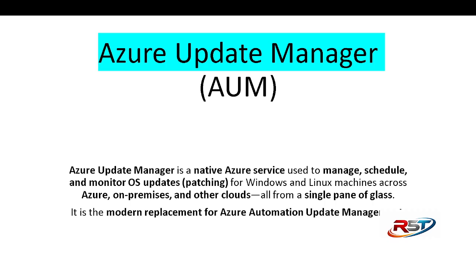Azure Update Manager is a native Azure service used to manage, schedule, and monitor OS updates and OS patching for Windows and Linux machines across Azure, on-premises, and other clouds, all from a single pane of glass. It is the modern replacement for Azure Automation Update Manager, and it is a cloud native tool.